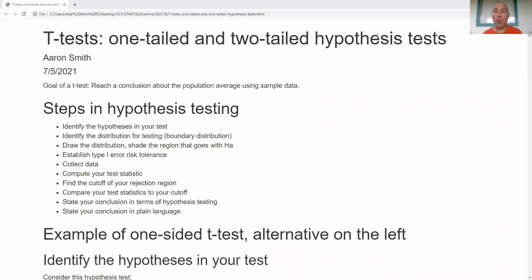Remember, data is always an incomplete representation of the population I'm interested in. So I want to know about the overall average of the population, and I have some data to do this with. We're interested in the population average. That's going to be a numeric value, and we're going to use this hypothesis testing framework to reach a conclusion. Remember, in hypothesis testing, we break it down into two possibilities.